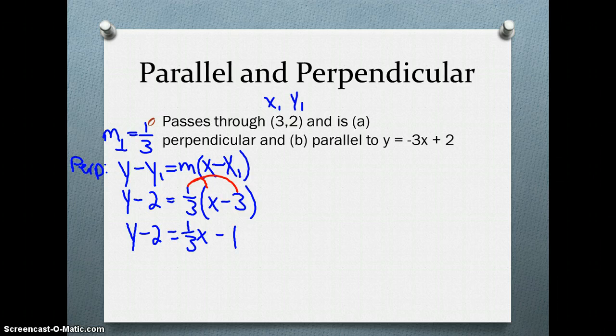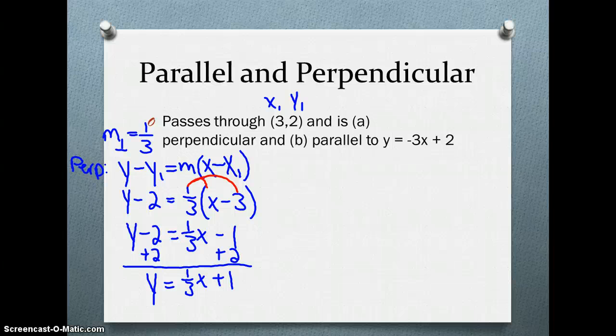And from here, I have to isolate y. I'll add 2 to both sides of the equation. I get y is equal to 1/3 x plus 1. That's the equation of the line perpendicular to this line that goes through the point 3, 2. So it intersects that given line at a 90-degree angle.